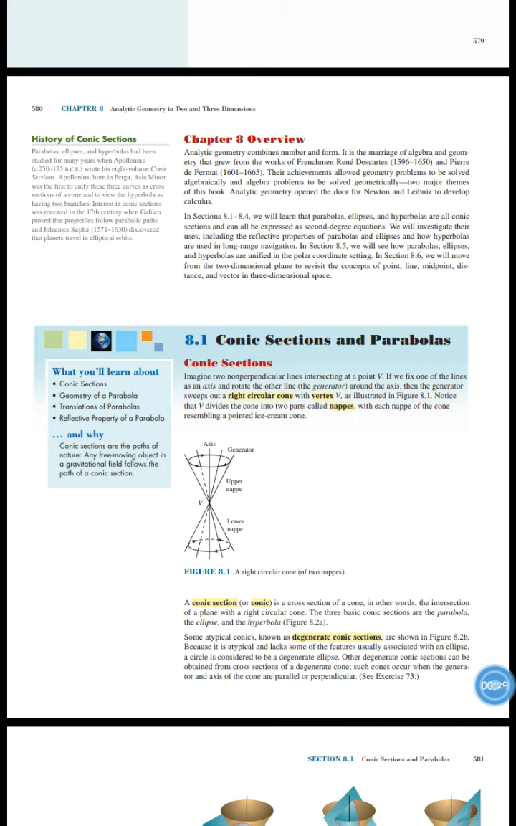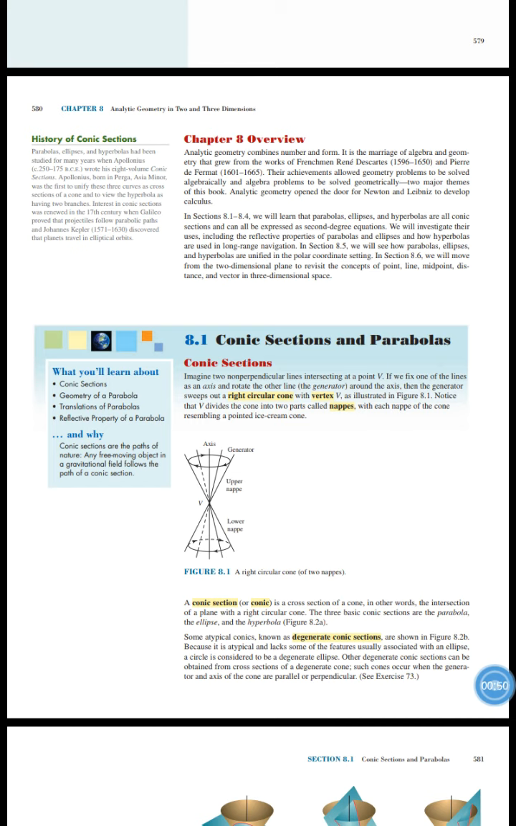Okay, up to 8.3. Alright, so we're going to finish up to 8.3, and then we are done with conic sections. And then we're going to go to chapter 6 to work on vectors, as I mentioned before.